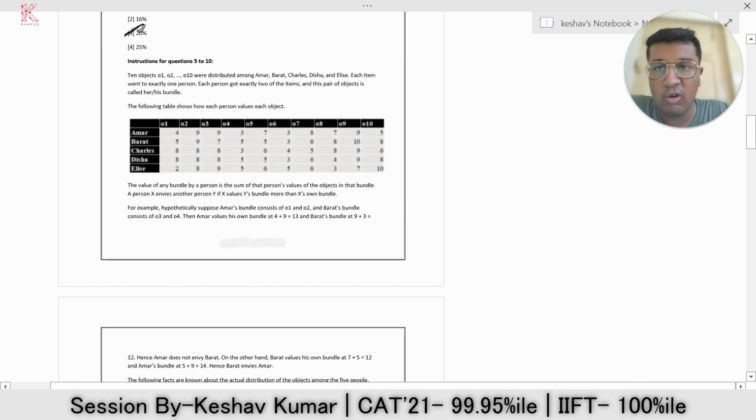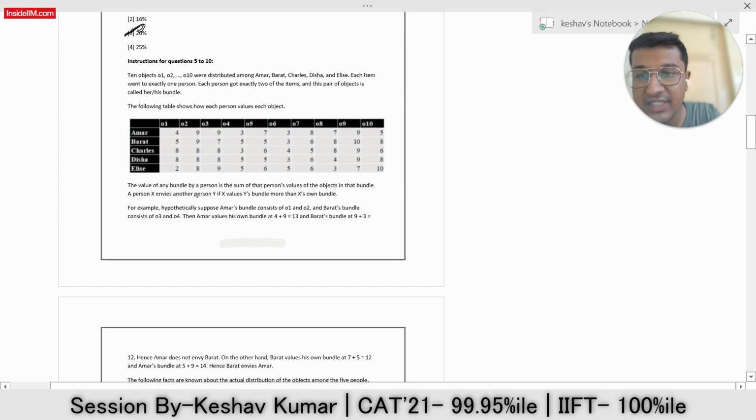10 objects O1, O2, O3 till O10 were distributed among A, B, C, D, E. Each item went to exactly one person. Each person got exactly 2 items. Okay, so 2 items each for A, B, C, D, E. And this pair of objects is called his or her bundle. The following is a list. The value of any bundle by a person is the sum of the person's value of the objects in that bundle. So if Amar has O1 and O2, the value of his bundle will be 4 plus 9, 13.